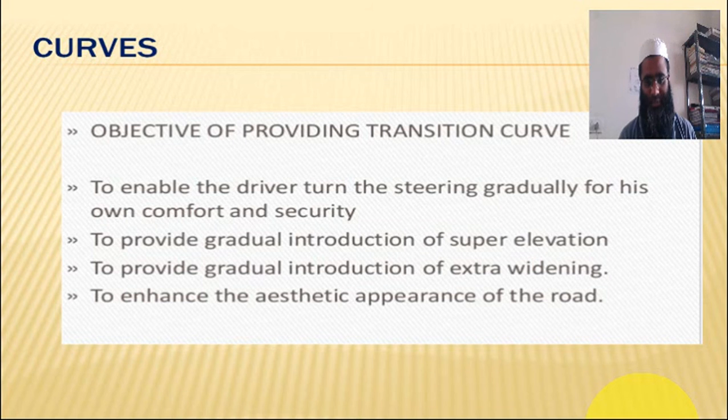So the straight path now changes its alignment. At that particular junction, we introduce a curve. Curves change the alignment of the road very beautifully and very conveniently. So curves are required to change the direction of the straight road by a particular angle, so that the alignment overcomes the obstacles.